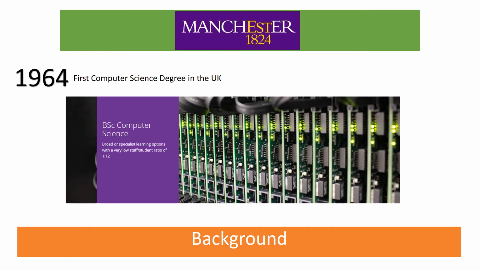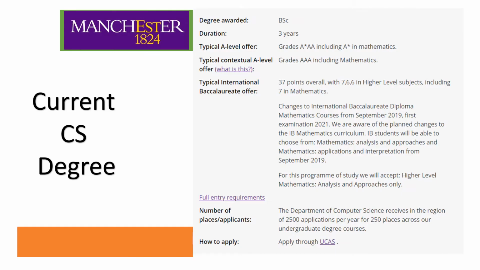In 1964, Manchester University was actually the first university in the UK to develop a computer science degree. And they are one of the top universities now for computer science because of their history and heritage in research and the development of computer science technologies. They currently provide a massive range of degrees. This is an example of a BSc in computer science.